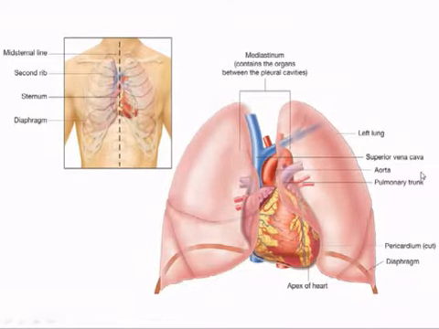Now look at the location of your heart, the position of your heart. It is placed in the thoracic chamber in between the two lungs. And this region between the two lungs where the heart is located, we call the mediastinum.